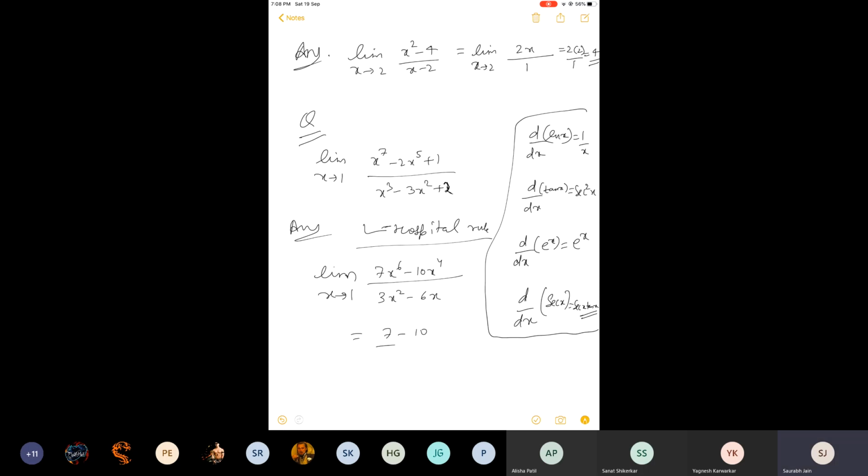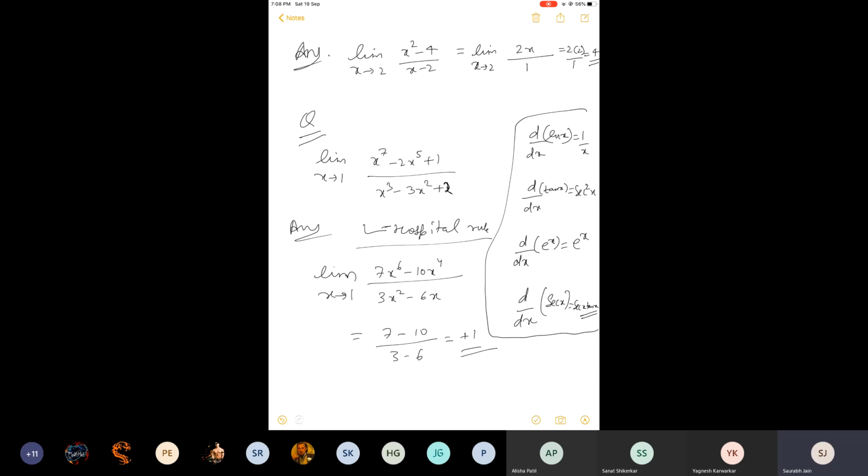Why? Put the values. Minus 3 upon minus 3, 1 is the answer. See, it will take only 10 seconds to write the question and solve it. Just differentiate, put the value.